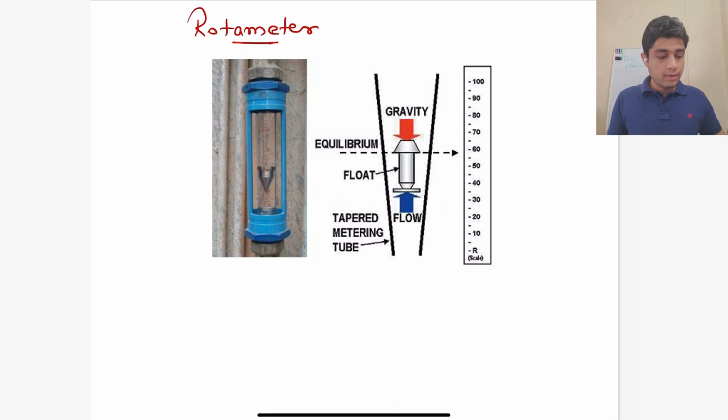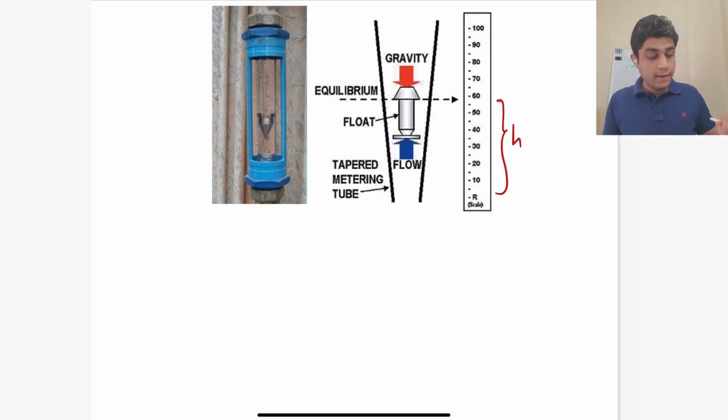So depending on the force balance and the flow rate in the pipe, this object settles at a different height. So if we change the flow rate, it settles at a different height, and we can measure this height where it settles, and we can relate it to the flow rate.